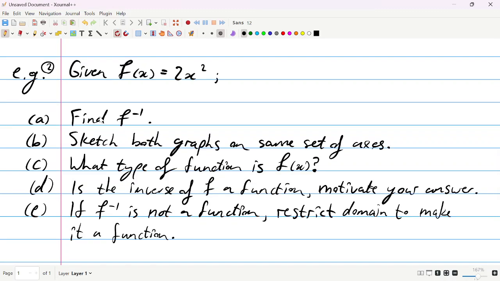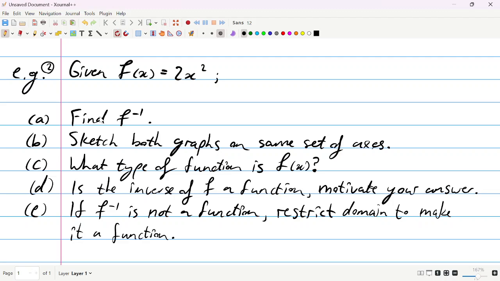Alright, so here's our problem. It's not a difficult one, but we can still try anyway. And we're dealing with a parabola, so that's why I'm going to introduce you to how to find the inverse of parabolas. Given f of x is equal to 2x squared, I want you to find the inverse of f, sketch both graphs on the same set of axes.